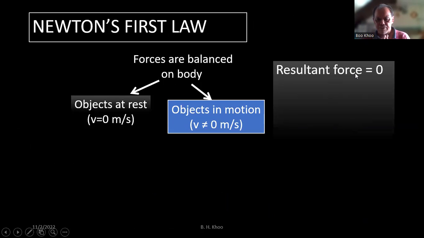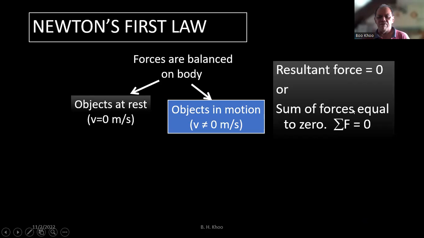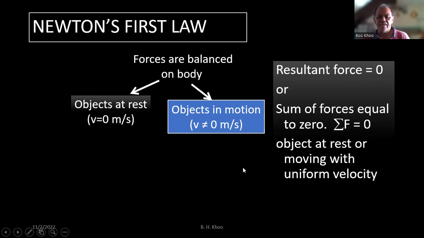So for balanced force, we call it zero. In this case, the resultant force is 0. Or we can say the sum of forces equals 0. That's the best way of writing it. Sum of forces, remember, is a vector quantity, so whenever you want to do maths, you must treat it as a vector. Force is a vector quantity. Object at rest or moving with uniform velocity. If at rest, it remains at rest, the final velocity is 0. If moving, the final velocity is still constant, same as the initial velocity.